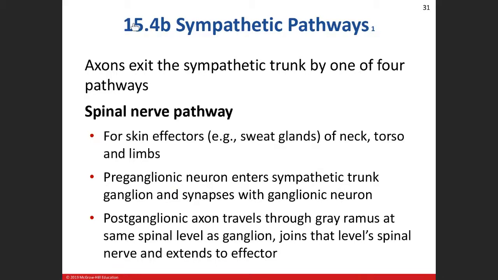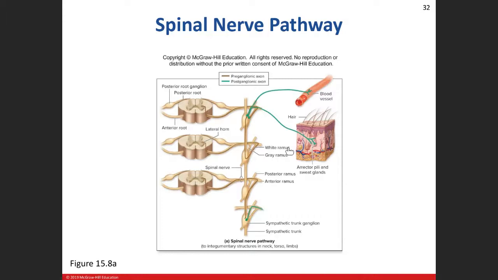So that preganglionic neuron, once it enters into the sympathetic trunk, it can synapse and leave on the same level, it can ascend and synapse and leave at that level, or it can descend and synapse and leave at a lower level. So the postganglionic axon is going to exit through that gray ramus, but it has to be at that same level as the ganglion at which it synapsed. Once it leaves at that level, it's going to go out to the effector. And that's what this drawing is showing you.